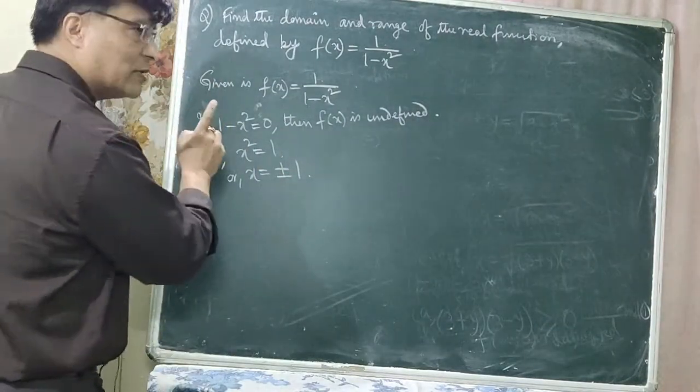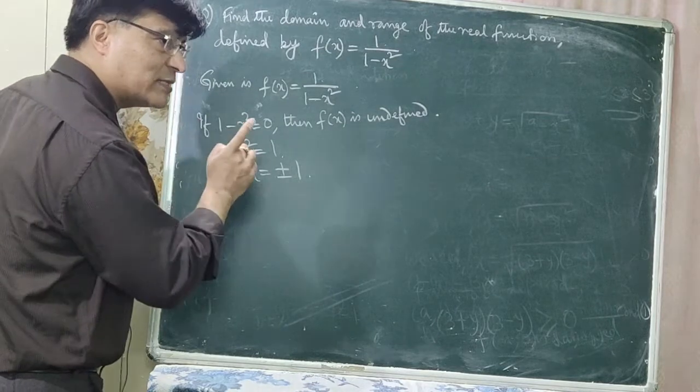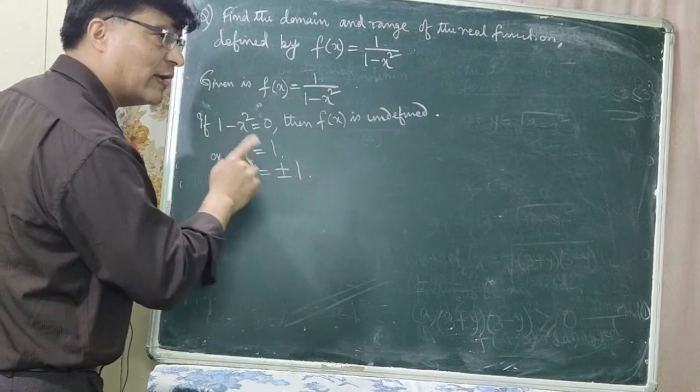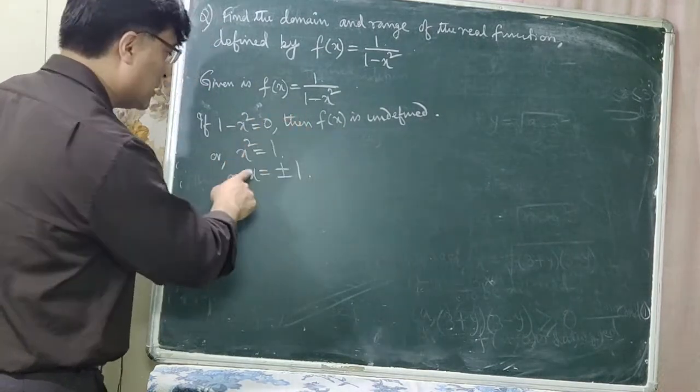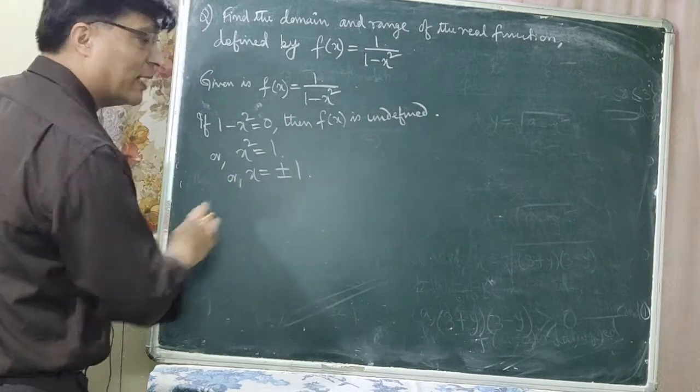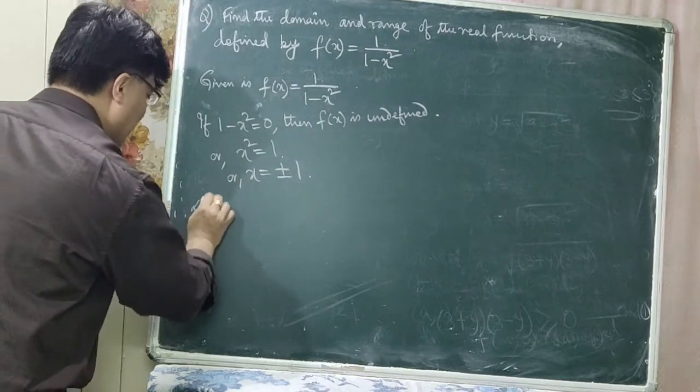That means what is the domain of f of x? It is the set of real values of x except x is equal to 1 and x is equal to minus 1.